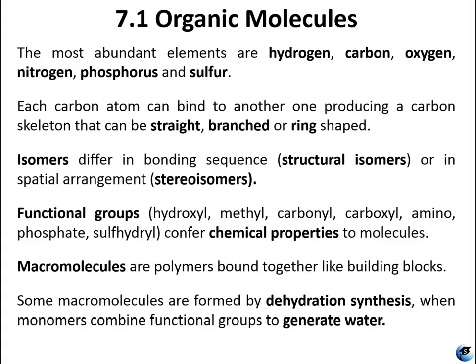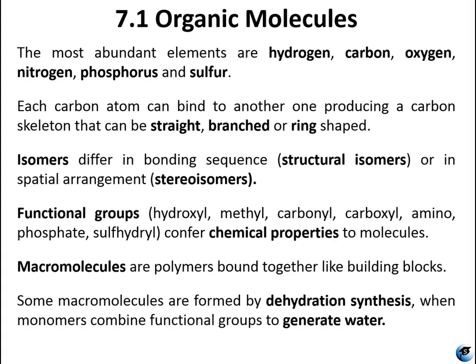The most abundant elements in cells and in general are hydrogen, carbon, oxygen, nitrogen, phosphorus, and sulfur. Carbon is the molecule of life, at least on Earth. I don't know how it is on any other planet, but on Earth, carbon-based beings are the life forms. Each carbon atom can bind to another one, which produces a skeleton that can be straight or branched, or very often you see ring-shaped benzene molecules.